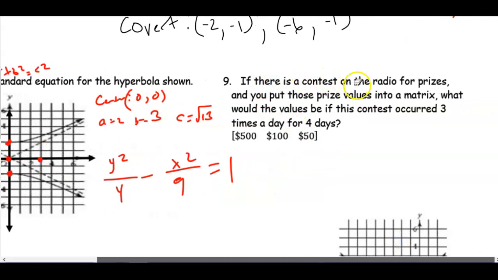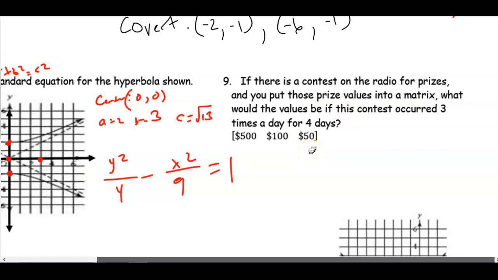There is a contest on the radio for prizes, and you put the prize values in a matrix. What would the values be if this contest occurs 3 times a day for 4 days? Alright, so let's make this matrix. Alright, cool.